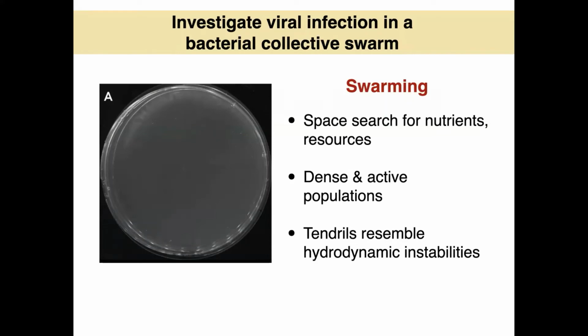So we looked at viral infection in what are called swarms. Swarms are these large collectives of bacteria that arise before biofilm formation. You can think of biofilms and swarms as being different sides of the same coin. Biofilms are when bacteria are asleep or dormant, and swarms are when bacteria are very active. Bacterial swarms search space for nutrients. They're very dense, very active, and they form these really beautiful tendrils.